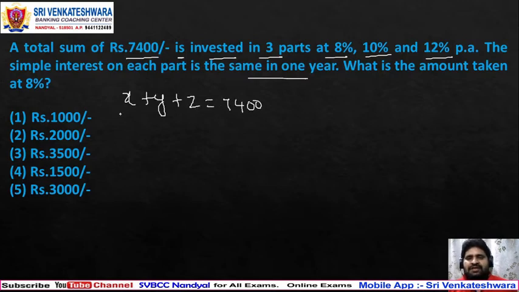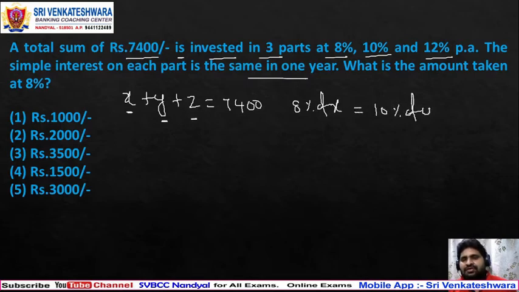But the first one we are investing at 8%, the second one at 10%, the third one at 12%. But the interest in all the cases is the same. That means whatever interest we get on x, that is 8% of x. Whatever interest we get on y, that is 10% of y. Whatever interest we get on z, that is 12% of z. But all these are the same.